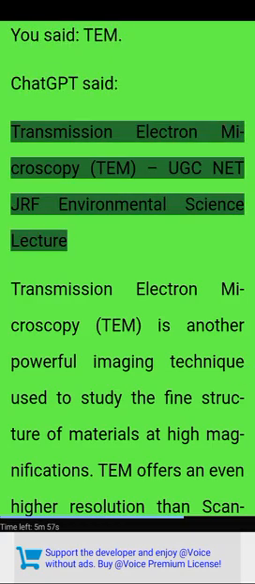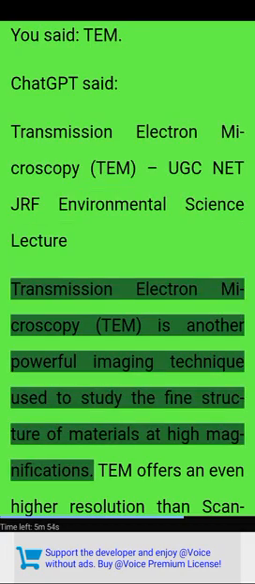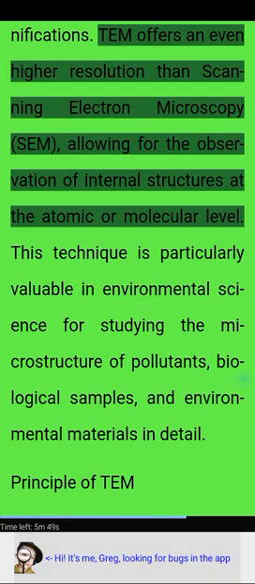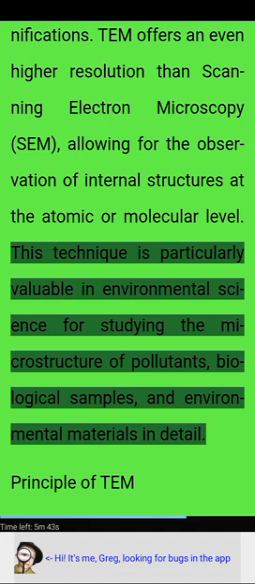Transmission electron microscopy (TEM), UGC NET JRF environmental science lecture. Transmission electron microscopy is another powerful imaging technique used to study the fine structure of materials at high magnifications. TEM offers an even higher resolution than scanning electron microscopy (SEM), allowing for the observation of internal structures at the atomic or molecular level. This technique is particularly valuable in environmental science for studying the microstructure of pollutants, biological samples, and environmental materials in detail.